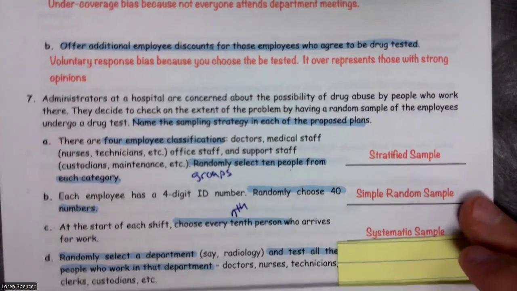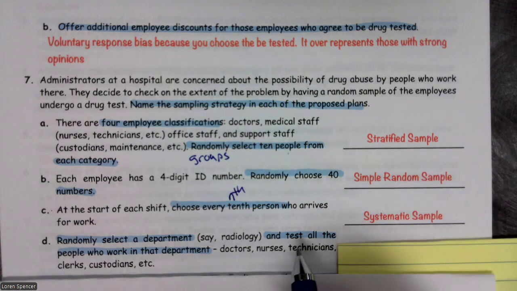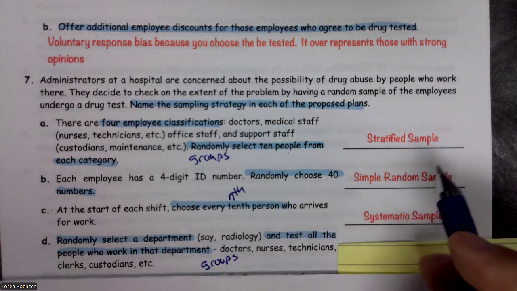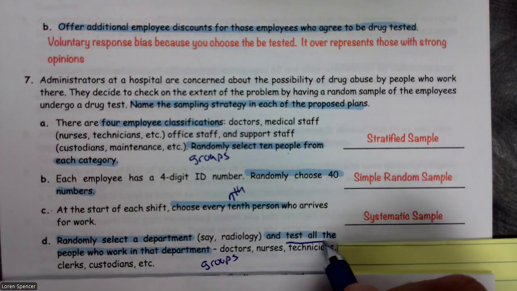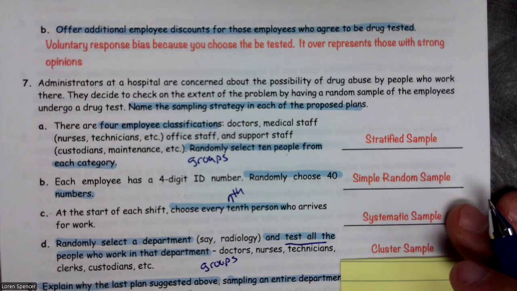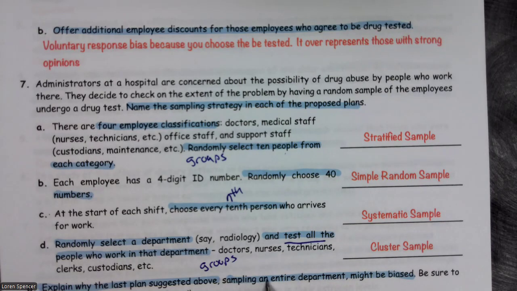All right. Randomly select a department, and test all the people who work in the department. So as long as we're broken into groups, we know it's either going to be stratified or cluster, but cluster is survey all. This is survey all, so this is going to be a cluster. All right. Explain why the last plan, sampling an entire department, might be biased. Be sure to name the kinds of bias.